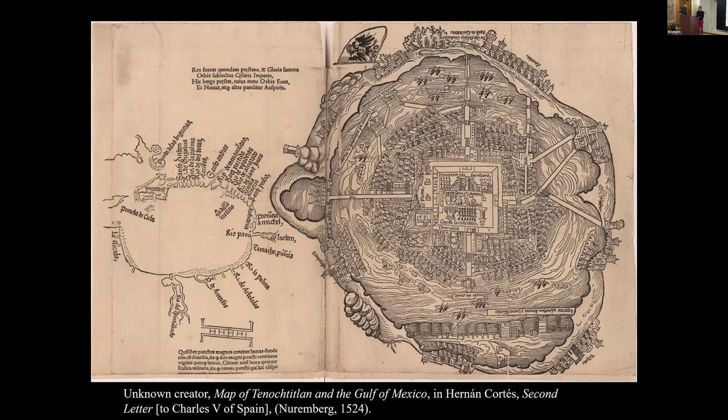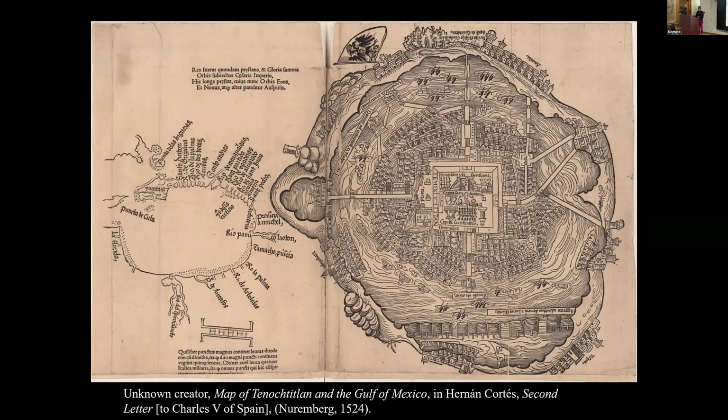Now, the woodcut map was created in Nuremberg to accompany the publication of one of the letters that Cortés sent in 1520 to his monarch, Habsburg Charles V, ruler of Spain and recently elected Holy Roman Emperor. This letter, called the Second Letter, described the marvels that Cortés had recently encountered in the then autonomous city and Cortés's fateful meeting with its emperor, Moctezuma.